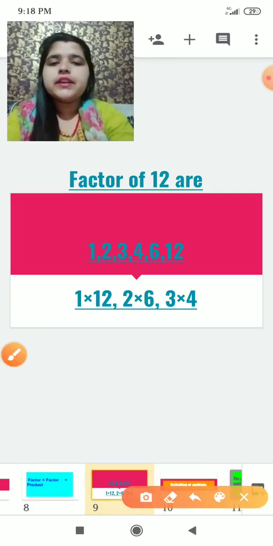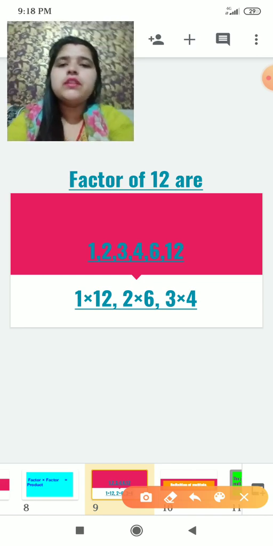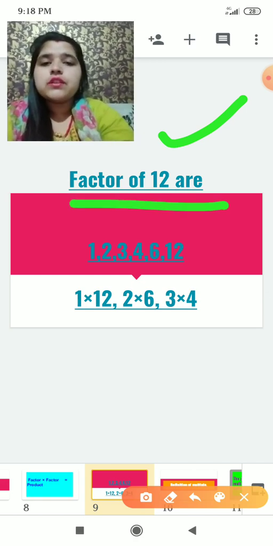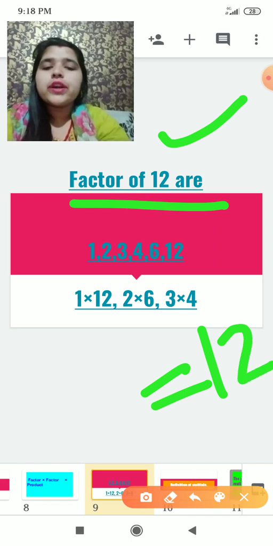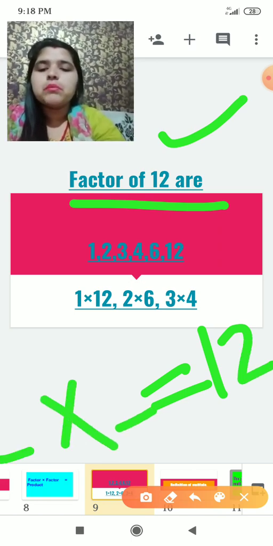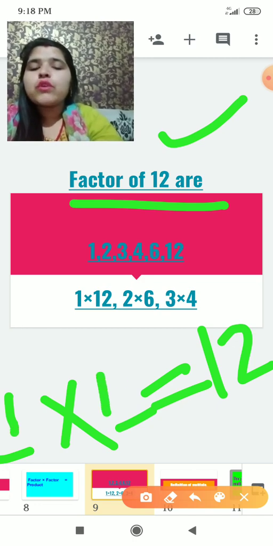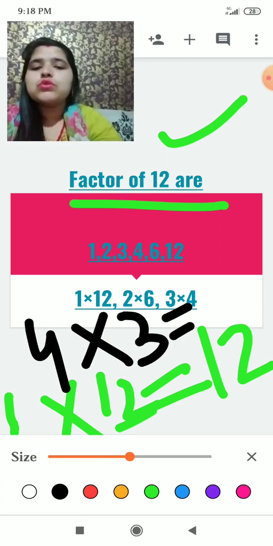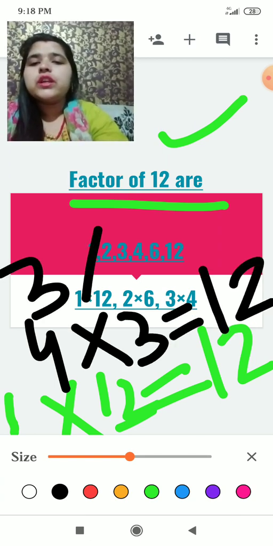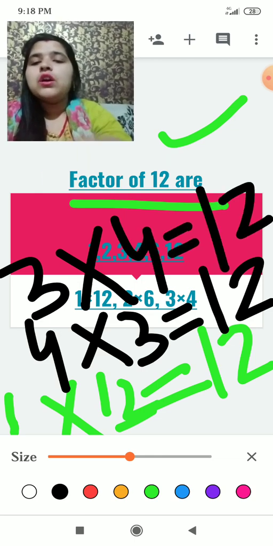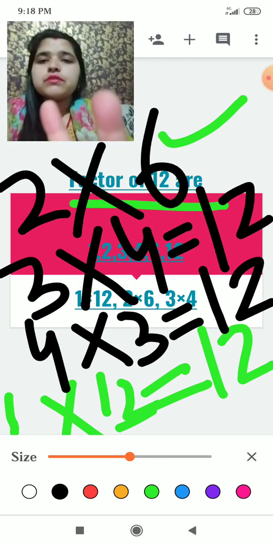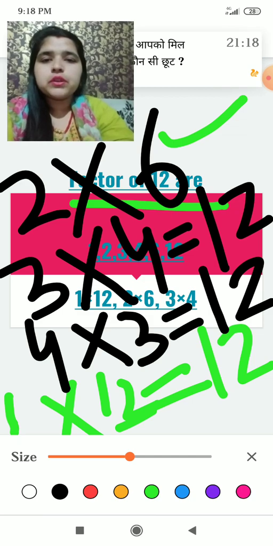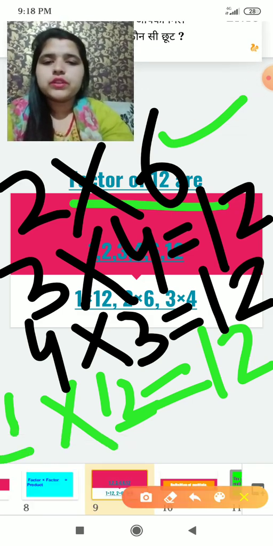Like here they have given factors of 12. It means how will 12 be formed? You can take any two numbers and multiply them. We can take 1 into 12, 4 into 3 is equal to 12. Yes or no? We can take 3 into 4 is equal to 12. You can take 2 into 6. It means when two numbers multiply, they form a product. That will be known as a factor.